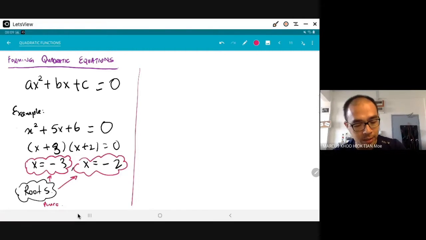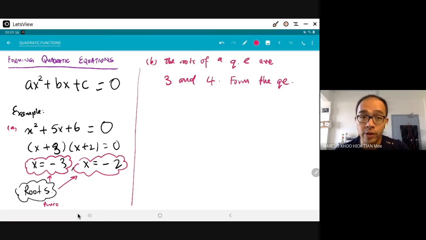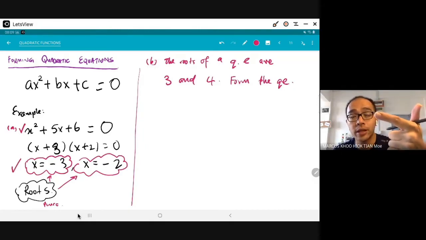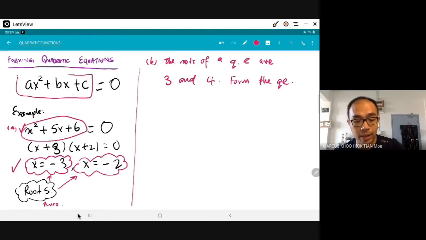Now let's say I give you the roots of an equation. Here's another example. The roots of a quadratic equation are, for example, 3 and 4, and then I ask you to form the quadratic equation. Before this, I gave you the quadratic equation and asked you to find the roots, and there are three ways to do it: factorization, completing the square, and the formula. Now I'm giving you the reverse. I'm giving you the roots and asking you to form the quadratic equation.